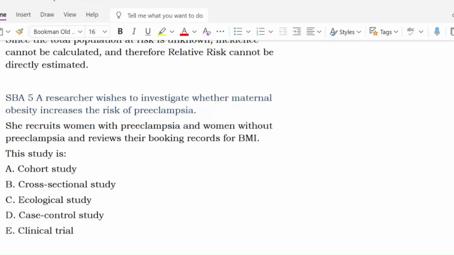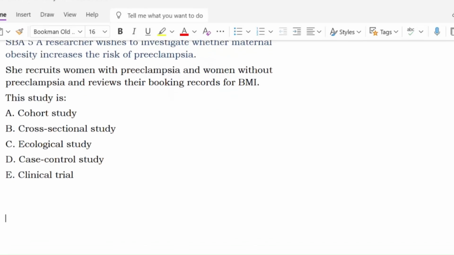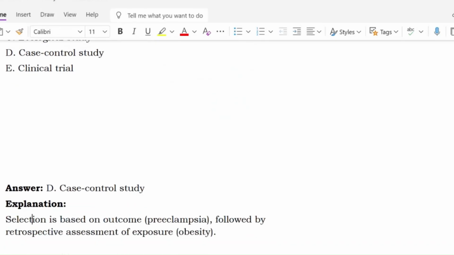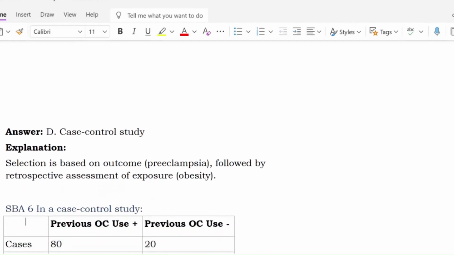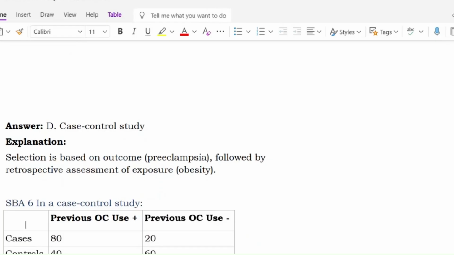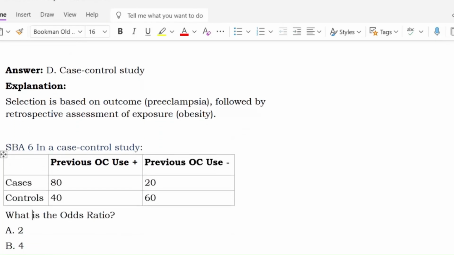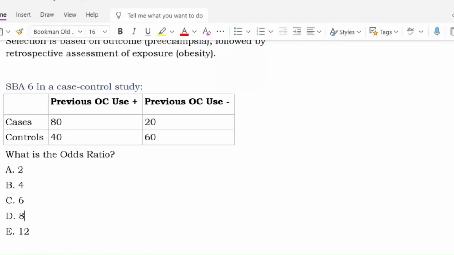This study is a cohort study, cross-sectional study, ecological study, case control study, or clinical trial? Sir, option D, case control study. Yes. So we are looking for the exposure. We are taking the outcome and then we are going to look for the exposure. So here selection is based on the outcome, preeclampsia, followed by retrospective assessment of the exposure, that is obesity.